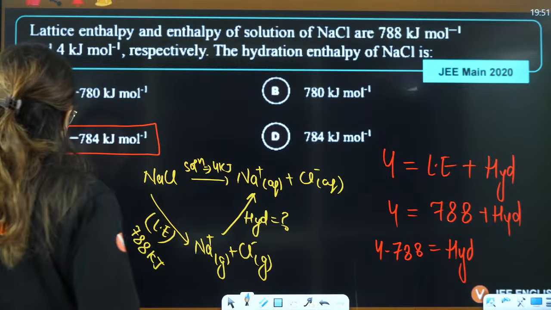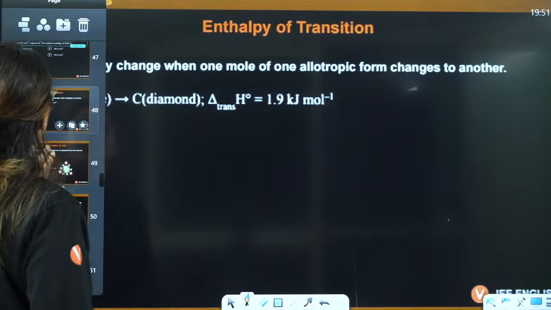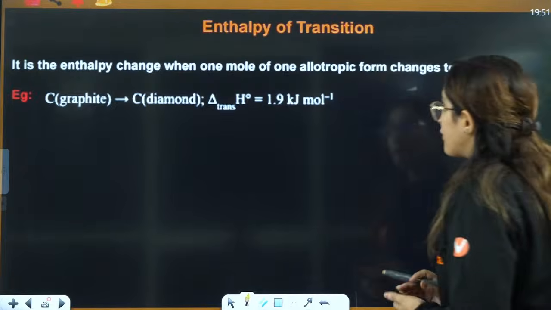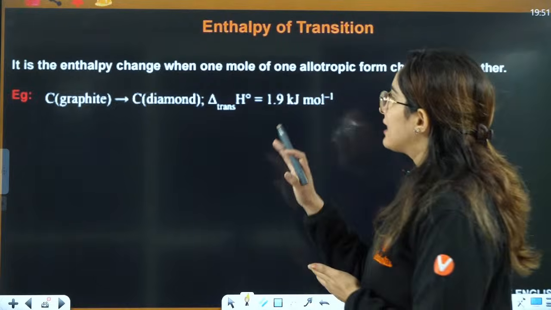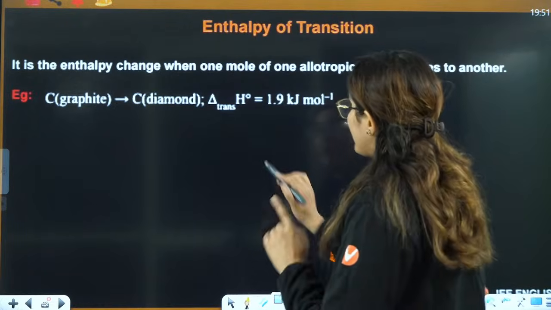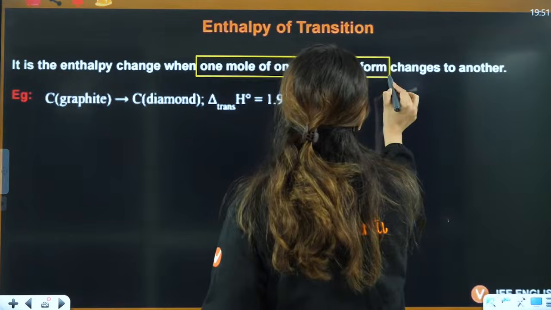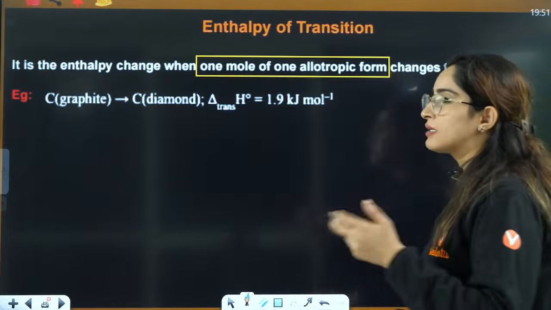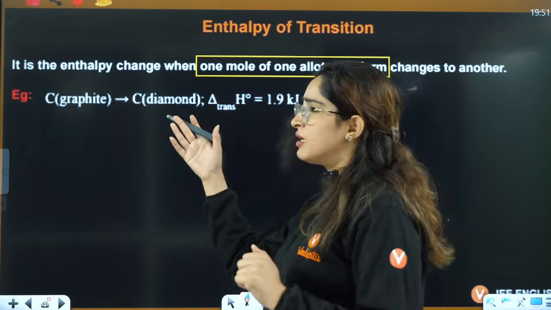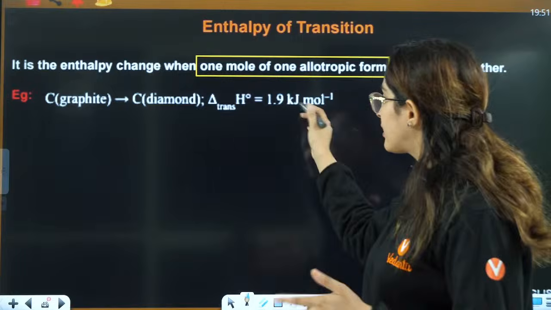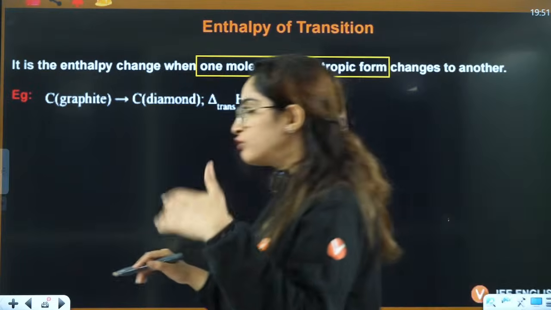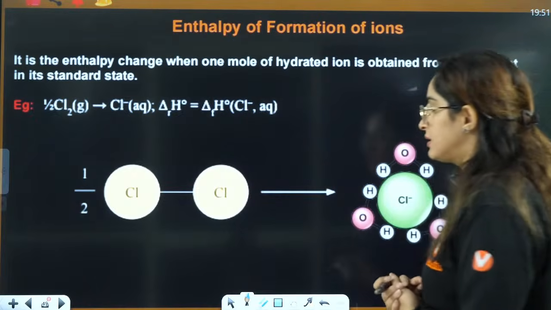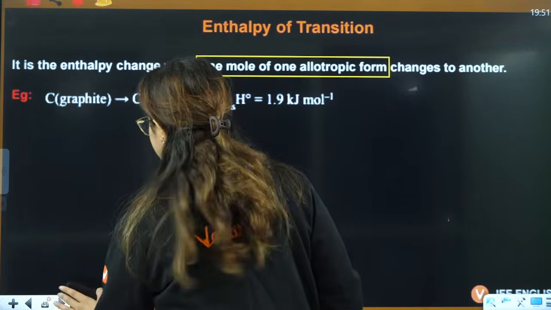Got it? So now let's see enthalpy of transition, right? It is an enthalpy change when one mole of an allotropic form changes to another. One allotropic form is changing to another allotropic form, like carbon from graphite to diamond, the enthalpy that is there. When allotropic forms are interchanged, that is the enthalpy of transition, right?